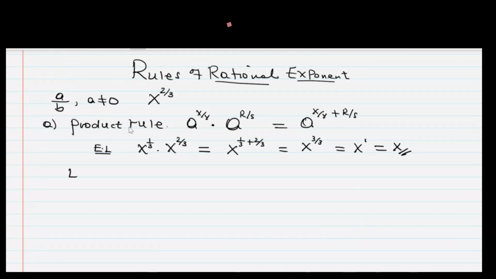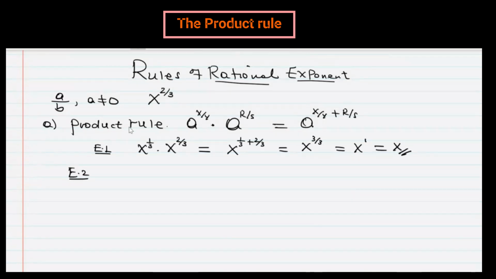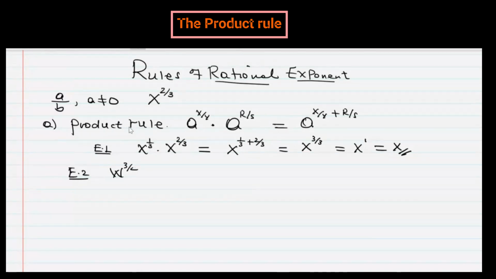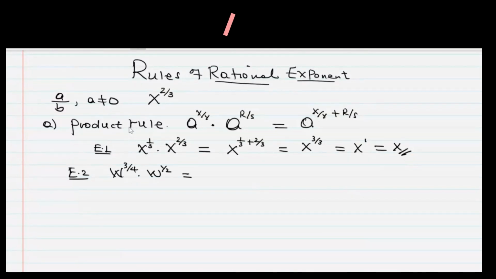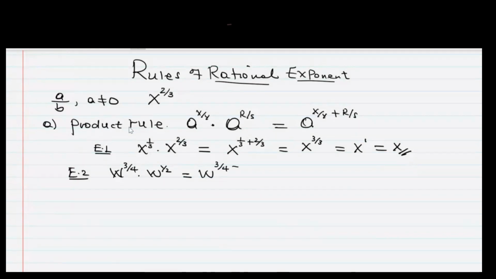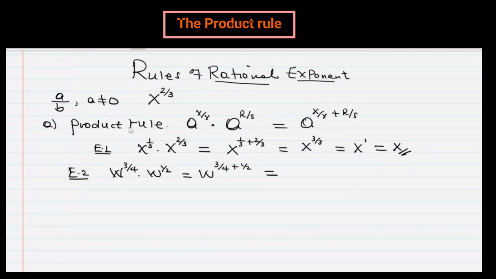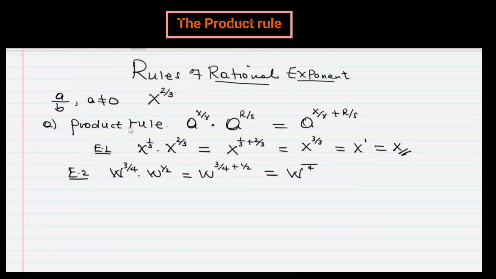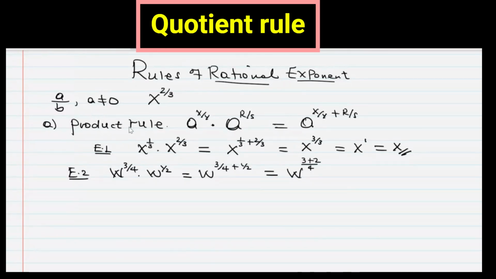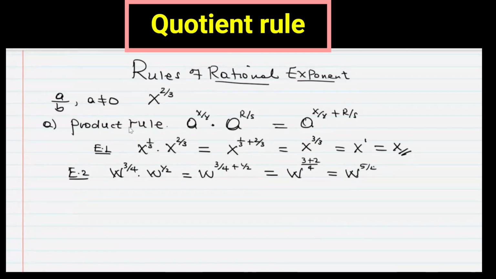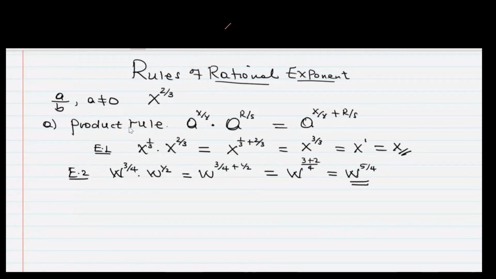All right, let me give you example two. Let's say we have w with exponent 3/4 times w with exponent 1/2, which is half. As always, you just pick one w, and then you add the two exponents, 3 over 4 plus 1 over 2. If you add these two, the common denominator is 4, and that's going to be 3 plus 2. This is equal to simply w to the power of 5 over 4. So this will be your answer. Okay, so this is the product rule.